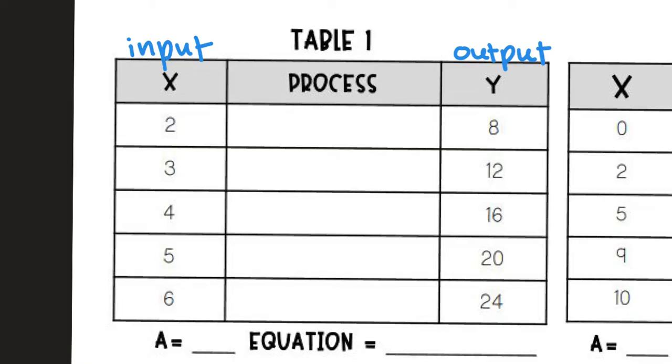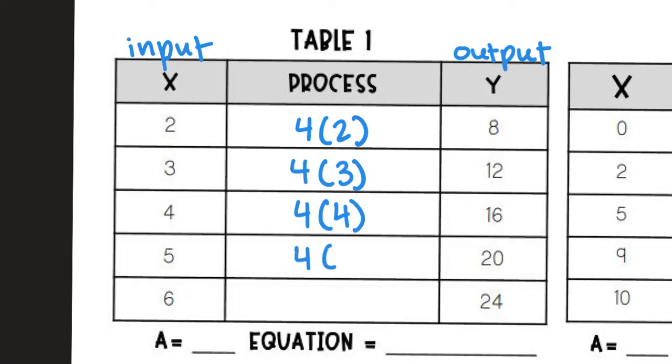So if I did 4 times 2, that would give me 8. If I did 4 times 3, which is our x, that would give me 12. If I did 4 times 4, which is our x, that would give me 16. If I did 4 times 5, that would give me 20. And if I did 4 times 6, that would give me 24.